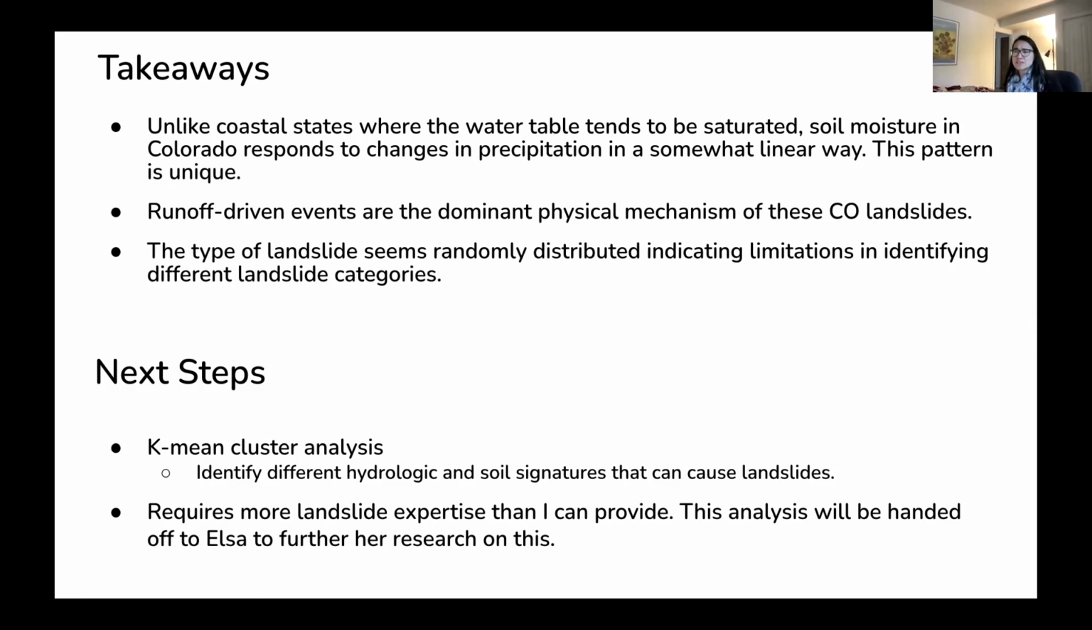So in terms of next steps, Elsa and I talked about k-means clustering to identify different hydrologic and soil signatures that can cause landslides, and that would probably be the next step. Otherwise, to be perfectly frank, this is a heavily research-based project where the end result would be a peer-reviewed paper. So this implies that I have some level of landslide knowledge and expertise, which I do not have. Thus, I would hand off the notebooks to Elsa for her ongoing research and colleagues.